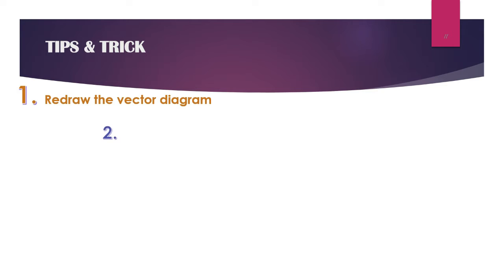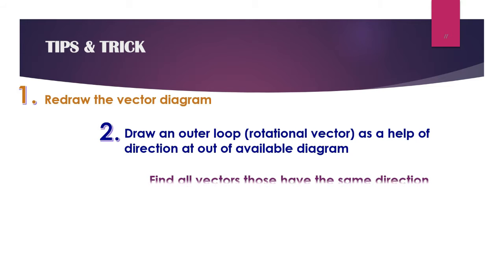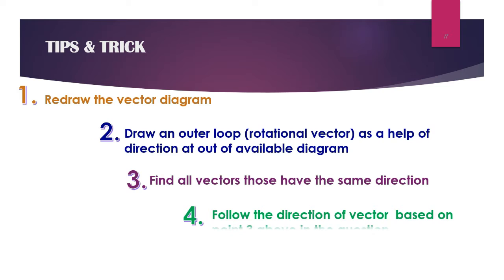Number 2: draw an outer loop or rotational vector as a help of direction on the available diagram. Number 3: find all vectors that have the same direction. You have to start from the same point. Number 4: follow the direction of vector based on point 3 above in the question. If the direction in the question is AB, just follow AB, not BA.